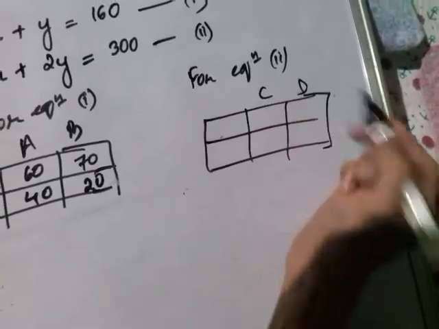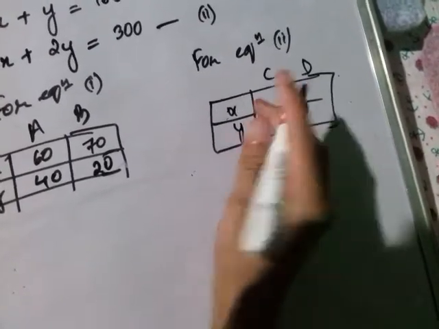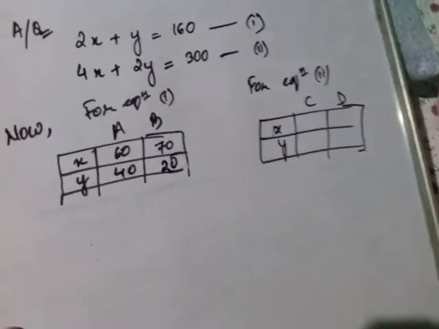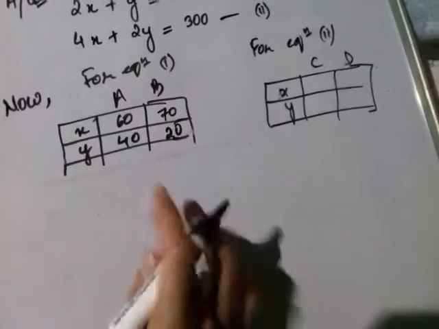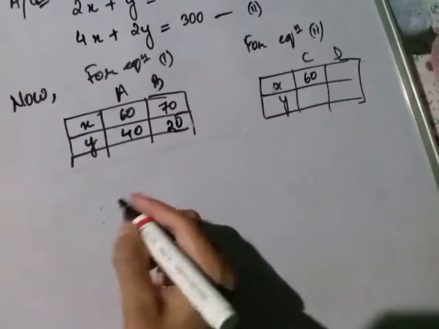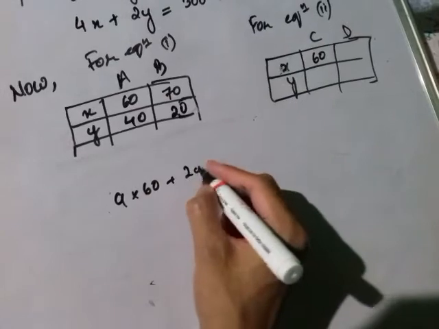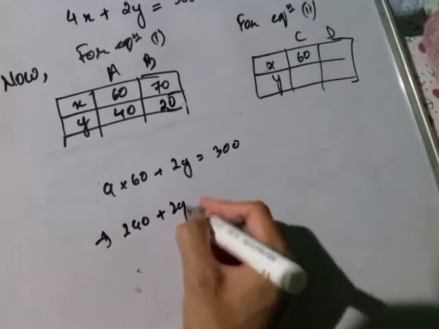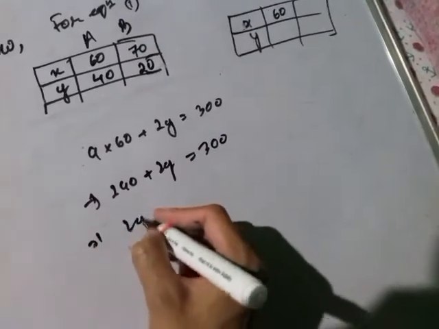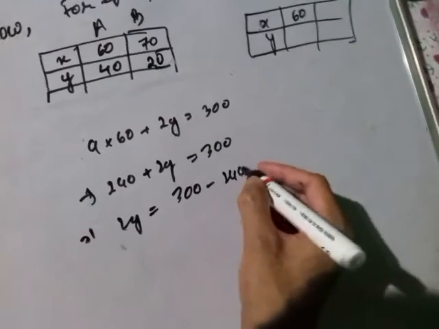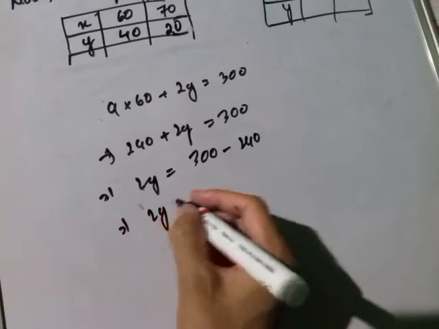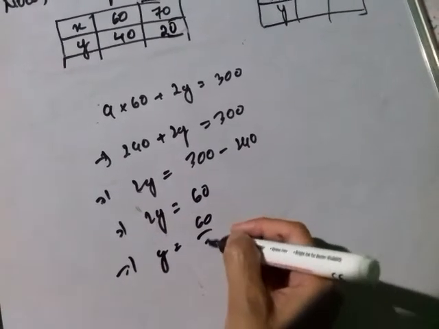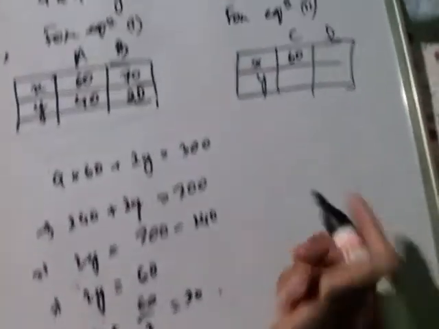Now you will put here C and D, okay, here x and y. So what was equation number 2? You see, equation number 2 was 4x plus 2y equals 300. So if you take x as 60, here also if you take x as 60, 4 into 60 plus 2y equals 300. Okay, 6 fours are 24, 240 plus 2y equals 300. Now 2y equals 300 minus 240, how much? It will be 60. y equals 60 by 2 equals 30, no? So y will be 30.